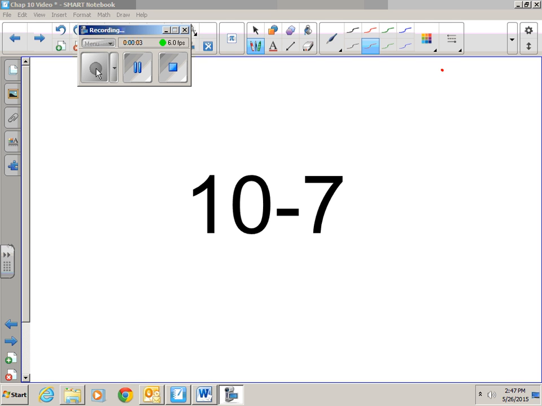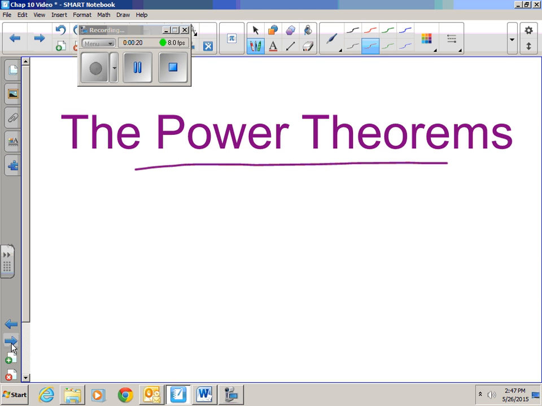Gentlemen, and everybody else, welcome to our second to last section in Chapter 10, our section on the power theorems. Power theorems are theorems dealing with the lengths of segments in and about circles. Again, these are power theorems. These have to deal with segments, lengths of sides.